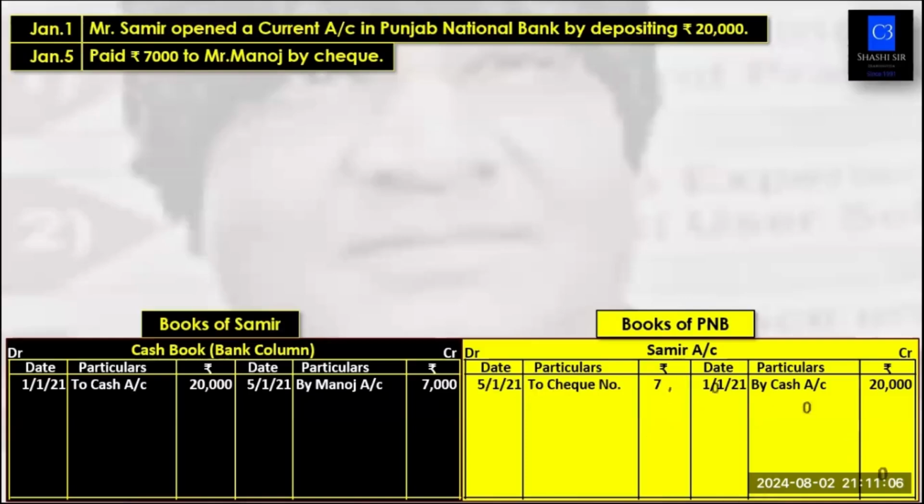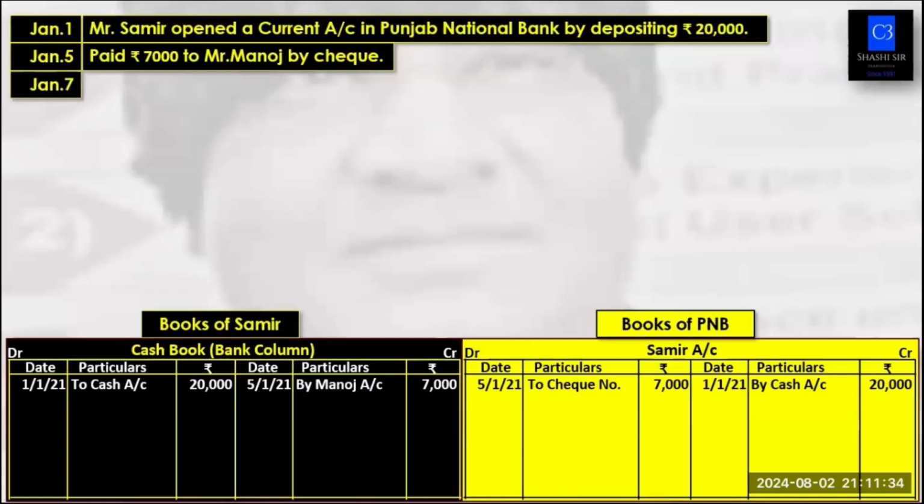So here is the entry to check number 7,000. Because for the bank, Samir is the receiver of money. On behalf of Samir, bank has given money to Manoj. But bank is not going to debit or credit Manoj's account. Bank will debit Samir's account. So these were two transactions.